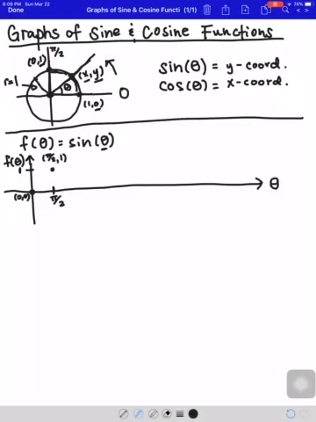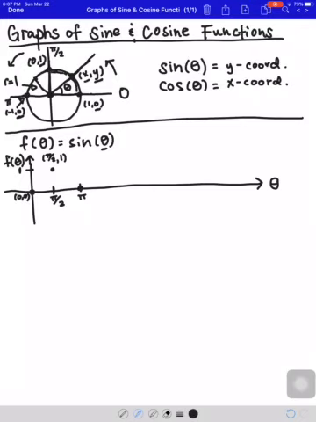Now if we keep moving around the unit circle in the counterclockwise direction, what's happening to the y values? They're getting smaller and smaller, all the way until we reach the x-axis. On the x-axis, this angle over here is pi. And this point is (-1, 0). So our function value, again just that y-coordinate, is 0. So at an angle of pi, my function value is again 0.